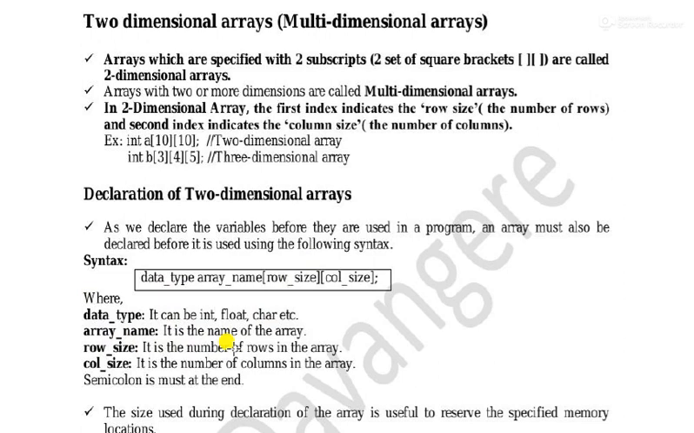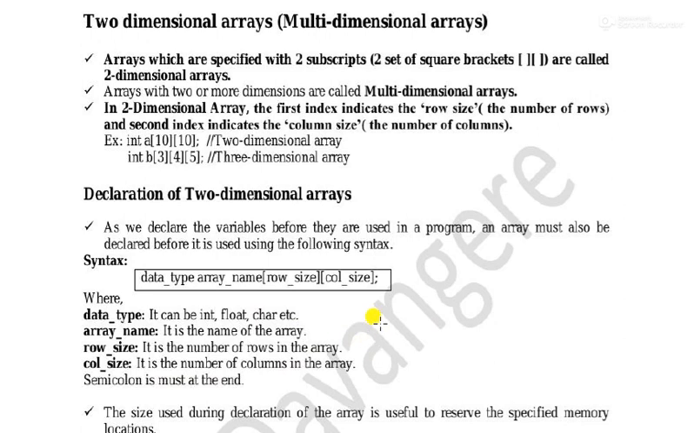For naming the array, here also we have to use an identifier. Row size is the number of rows in an array, and column size is the number of columns in an array. A semicolon is a must to end the statement. So this one is a statement. Anyhow, we call this one a statement.